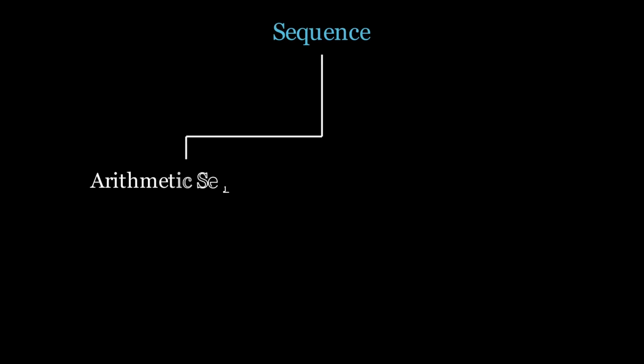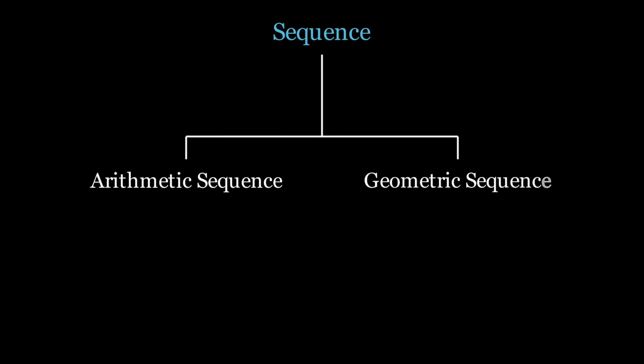Starting off with a thing called a sequence. In mathematics, a sequence is an enumerated collection of objects, in which repetitions are allowed and order matters. In our lesson, a sequence is classified into two types, which are an arithmetic and a geometric sequence.